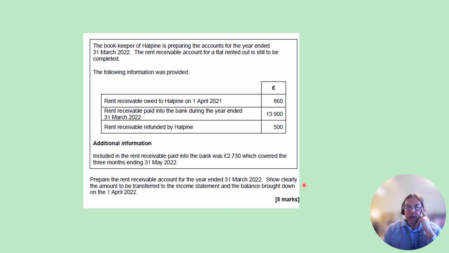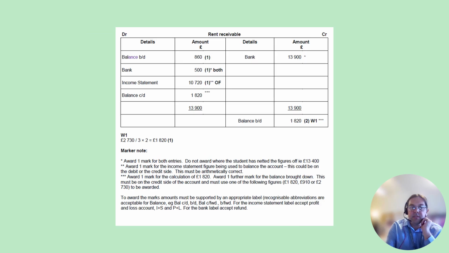So we have a balance brought down on the credit of 1,820, then the carried down within the T account of 1,820 on the debit. And then we balance it to the income statement, and that is how we get the 5 marks. But let's show it on the mark scheme.